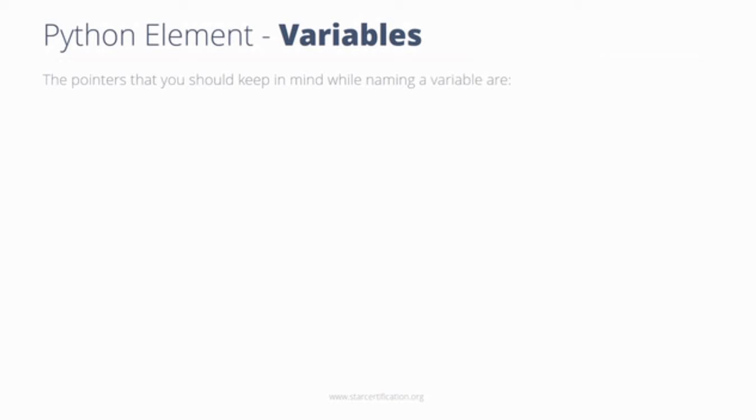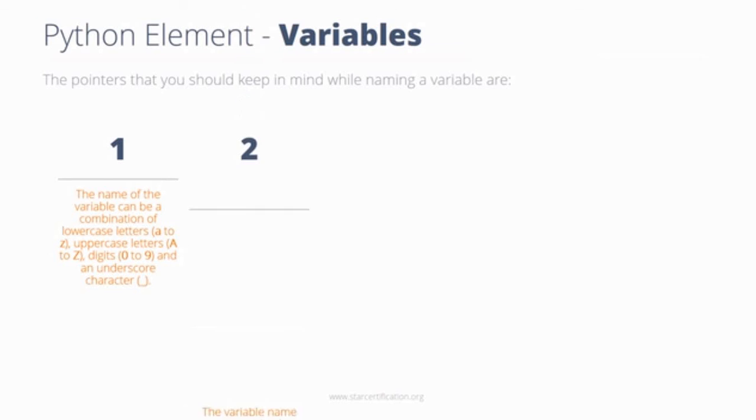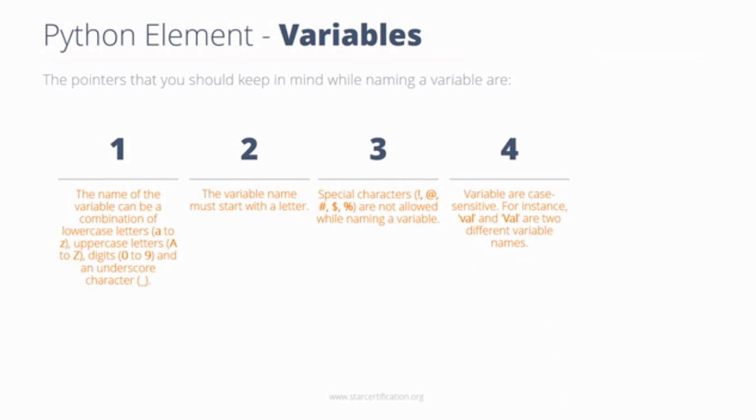The pointers that you should keep in mind while naming a variable in Python are: the name of the variable can be a combination of lowercase letters, uppercase letters, digits, and an underscore character. The variable name must start with a letter. Special characters are not allowed while naming a variable. Variables are case sensitive. For instance, val and Val are two different variable names.